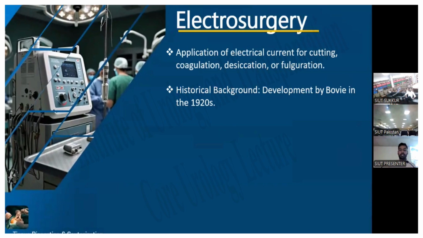Speaking about tissue dissection and cauterization, electrosurgery is a cornerstone in the history, as it was the first procedure that evolved this whole mechanism. Basically, electrosurgery is the application of electric current for cutting, coagulation, desiccation, and fulguration. It was in use since the 1800s, but the actual breakthrough came when Dr. William T. Bovie first made a cutting loop device in the 1920s for the purpose of cutting, coagulation, desiccation, and fulguration.